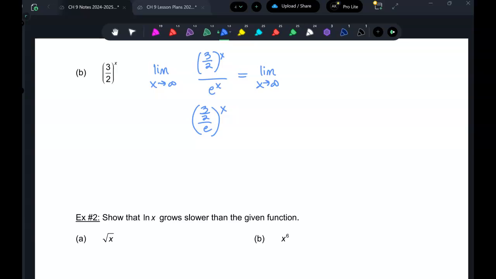Can we just do it in a calculator? Yeah, that is true, right? I wasn't trying to overcomplicate things. So this has to go to 0, right? Because 3 over 2e is less than 1, because 3 is less than 2e. Therefore, e to the x grows faster. Why is it 0? Because 3 over 2 is less than 1, and anything less than 1 to the infinity power is 0.